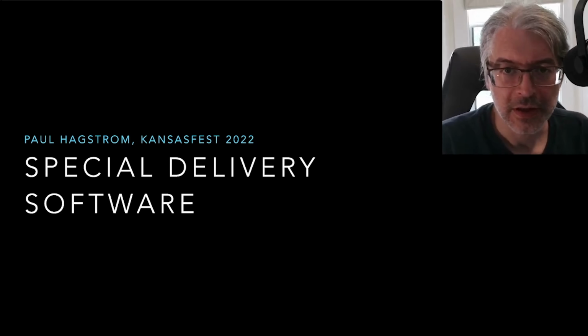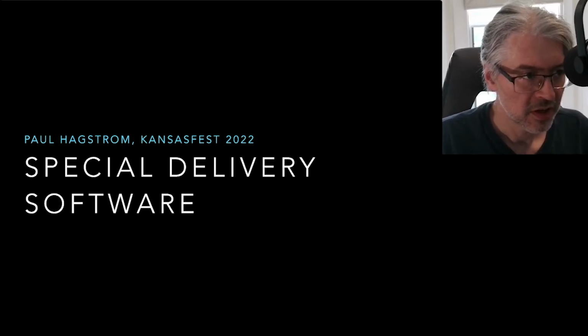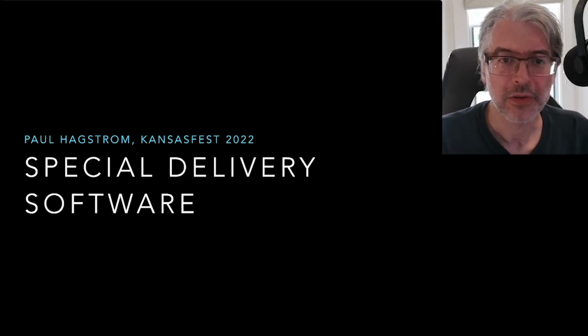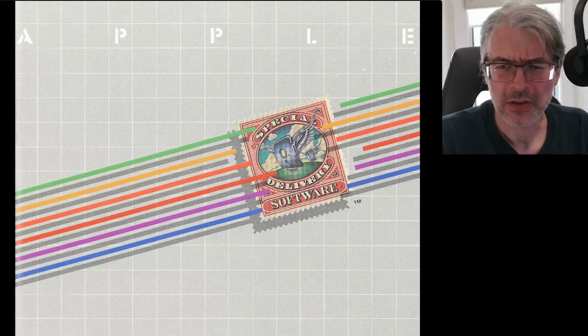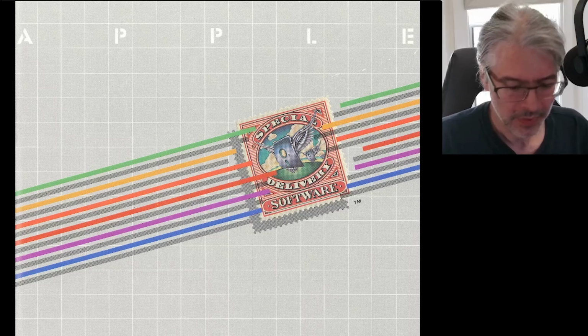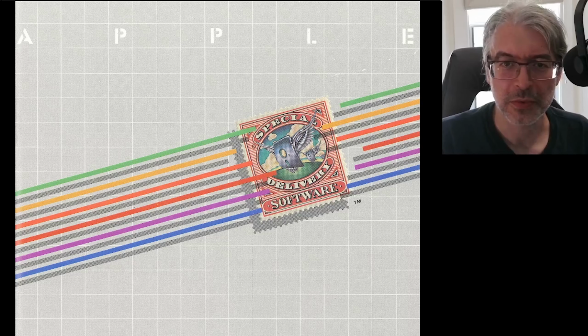All right. Today I will talk about special delivery software. This is a category of things that Apple sold for a while. I'm not sure that everybody knows about it, so that's the point of talking about it. This is what the logo looks like for the special delivery software.